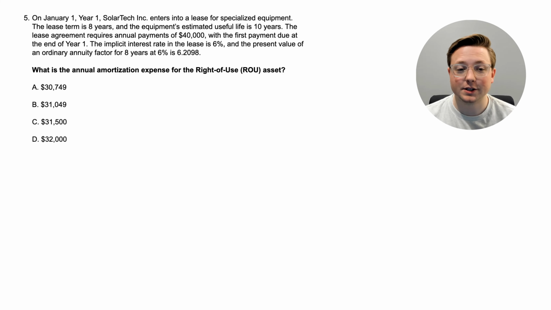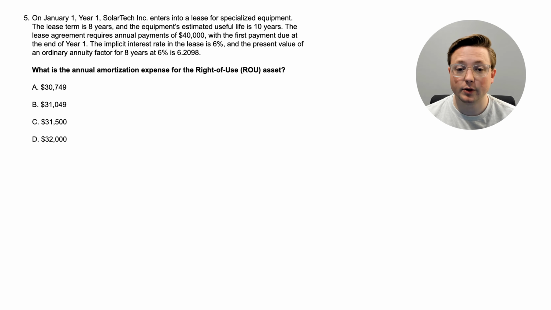All right, here we are at question 5. What is the annual amortization expense for the right of use asset? So this is another right of use asset amortization question. So let's go to the top. On January 1st, year 1, SolarTech Inc. enters into a lease for specialized equipment. The lease term is 8 years and the equipment's estimated useful life is 10 years. The lease agreement requires annual payments of $40,000 with the first payment due at the end of year 1.